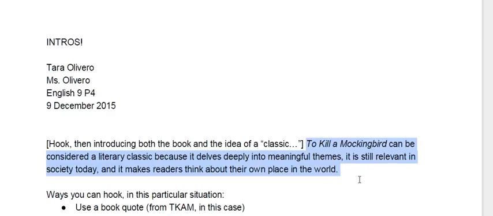it delves deeply into meaningful themes, it is still relevant in society today, and it makes readers think about their own place in the world. So your intro needs to get you from the beginning of your whole essay to this thesis statement. So you need to have some sort of hook that hooks the reader's interest, and then you have to introduce both the book and the idea of a classic somehow.